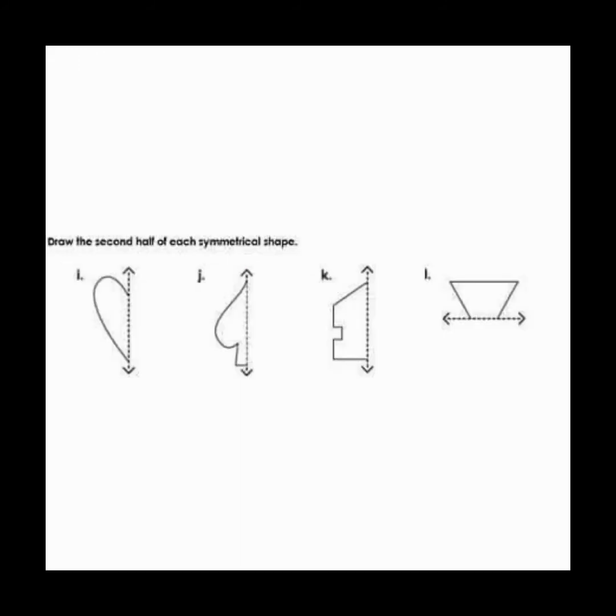For letters J and L, the directions say, draw the second half of each symmetrical shape. So basically, they just want you to draw the other half of these shapes here. And that's pretty much it.